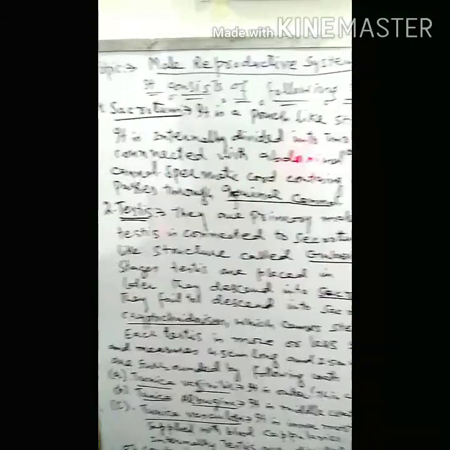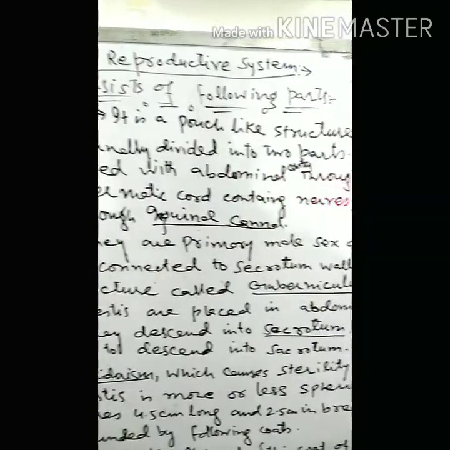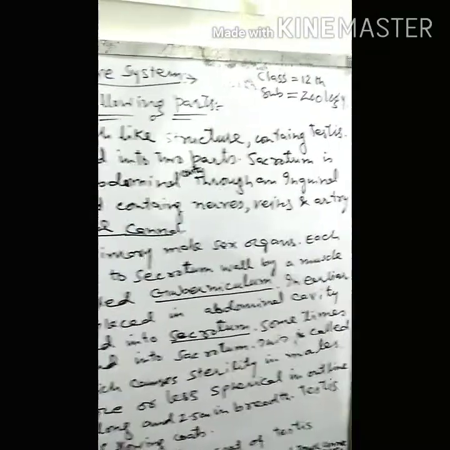The scrotum is connected with the abdominal cavity through an inguinal canal. The spermatic cord containing nerves, veins, and artery passes through the inguinal canal.